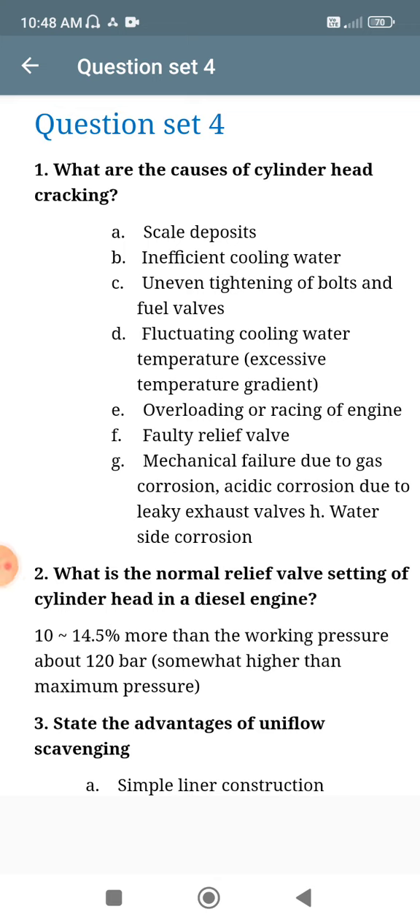Today we will be discussing question set number 4. This will be discussing questions mainly for the motor MEP and all. So, causes of cylinder head cracking.